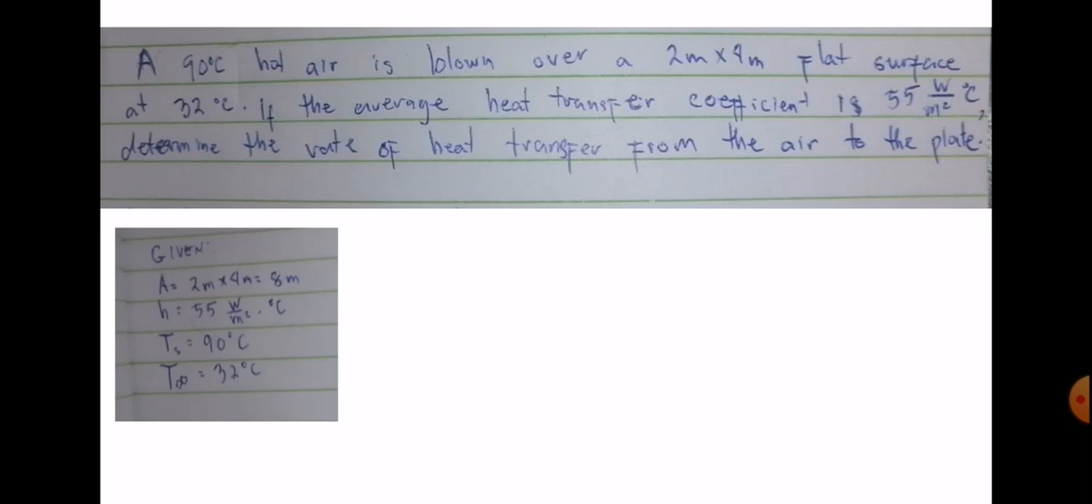So we have our given here. For the area, 2 times 4, since we need to get the area, is equal to 8 square meters, and our heat transfer coefficient is 55 watts per square meter degree Celsius, and our temperature of the surface is 90 degrees Celsius, and our surrounding temperature is equal to 32 degrees Celsius.